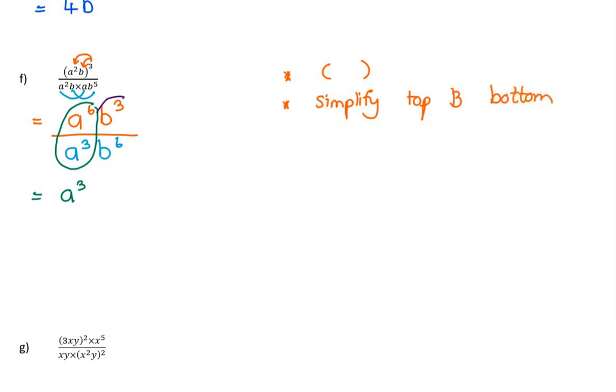But if I have 3 b's at the top and 6 at the bottom, I will have b's left over, and there'll be 3 of them, but they'll be at the bottom because that's where more started. Right, so again, that looked a little bit threatening, and it landed up being quite easy. Okay, let's look at G.